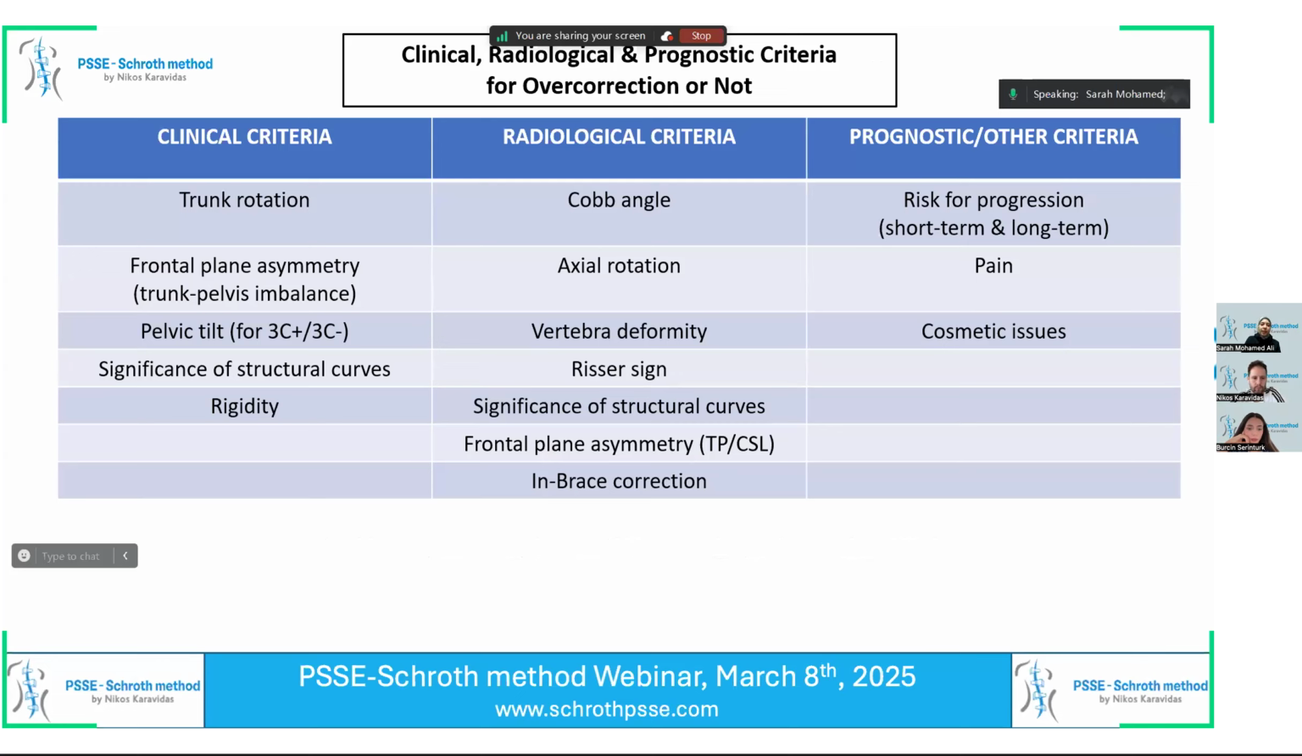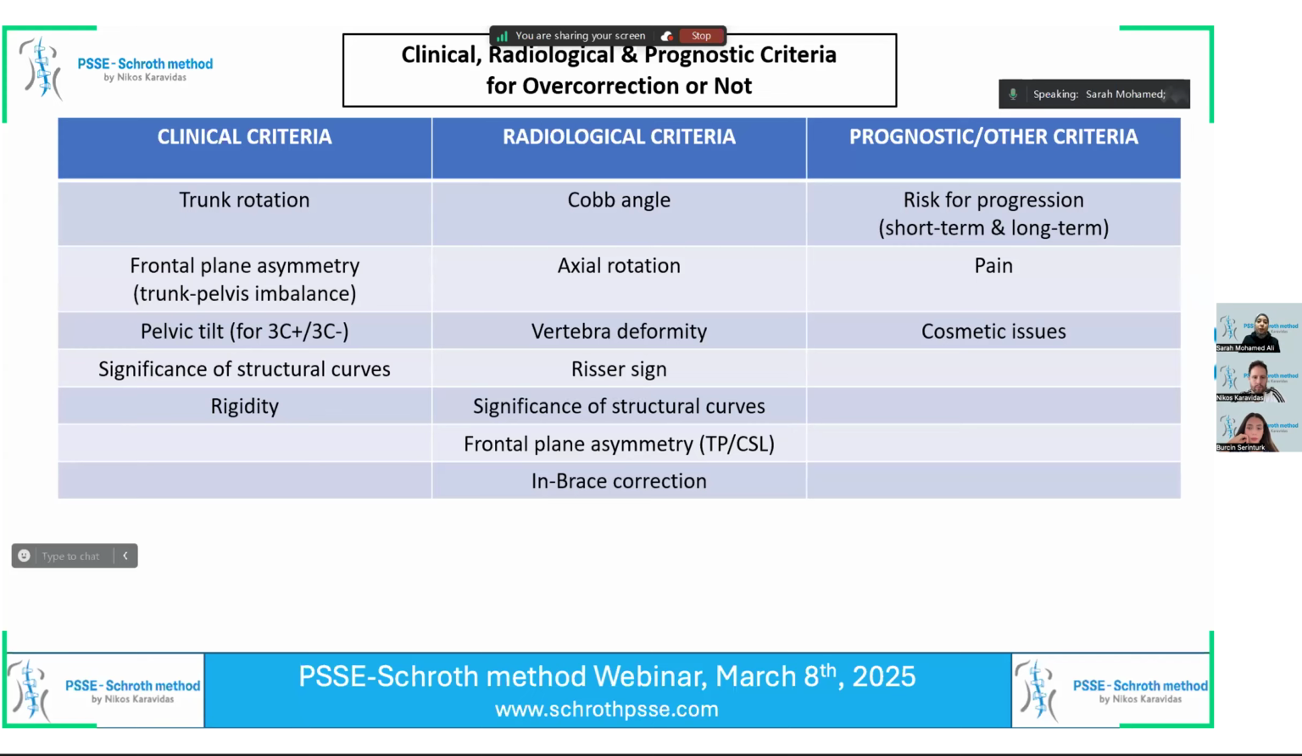For example, in my clinical criteria, if I have a severe rotation, a frontal plane asymmetry, pelvic tilt, which means the pelvis is elevated on one side or not, the significance of the structural curves, and rigidity. These criteria all together, or maybe one of them or a mixture of the criteria, can lead me to decide if I can do overcorrection or not.